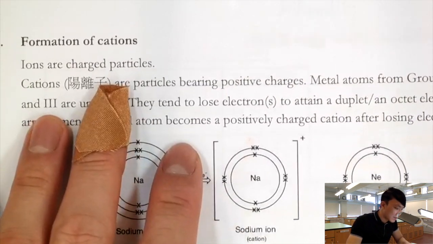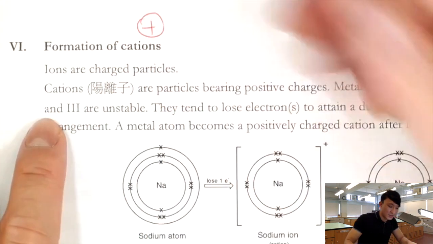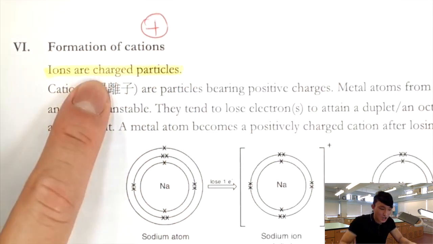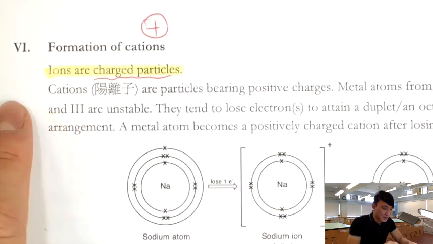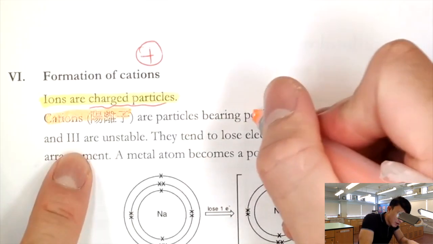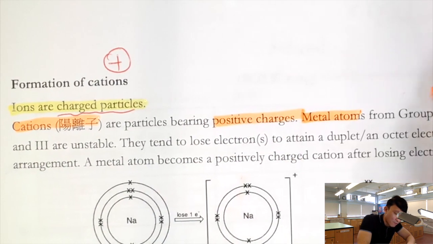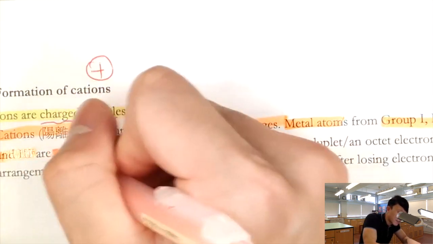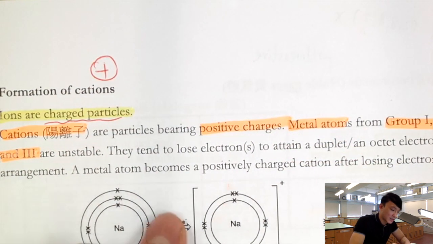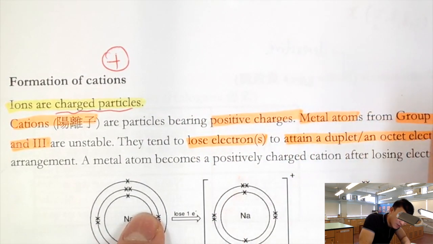Okay, so formation of cation. Remember, cations are the positive ions. Okay? Now, first of all, ions are charged particles. Charged particles. Very important. Now, cations, they are having the positive charges. Okay? And we know that metal atoms from group 1, group 2, group 3, they are unstable because they have extra electrons in their outermost shell. So they tend to lose electrons to attain an octet or doublet structure.